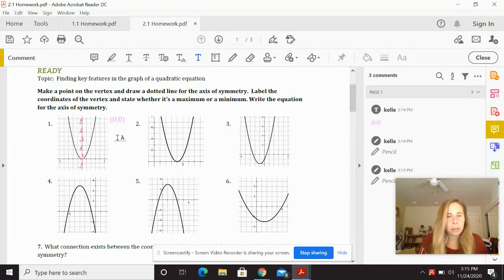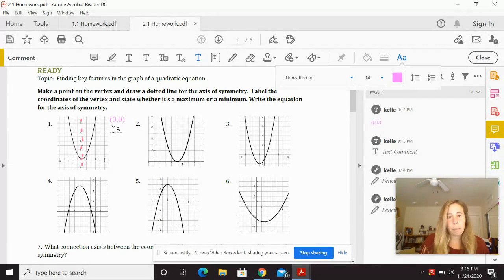Oh, state whether it's a max or a minimum. Is 0, 0 the max or the minimum of the graph? Well, the graph never goes below 0, 0, and it's increasing, right? So it's a minimum. Most of you got that as well. And then the equation for the axis of symmetry. The axis of symmetry is just this line.